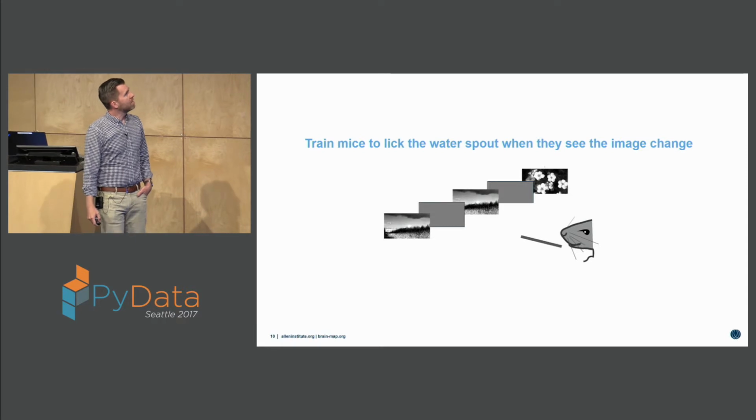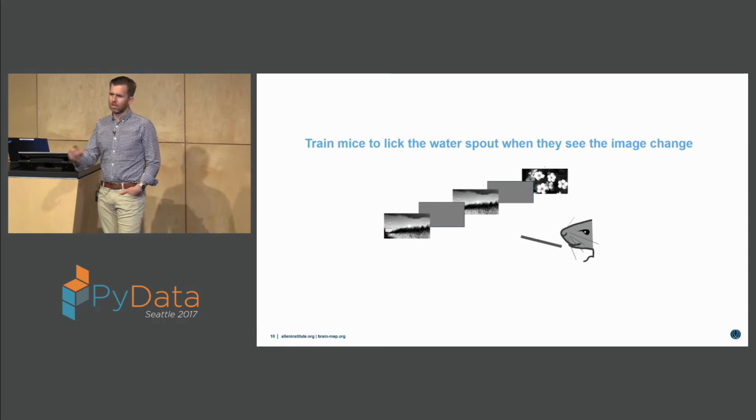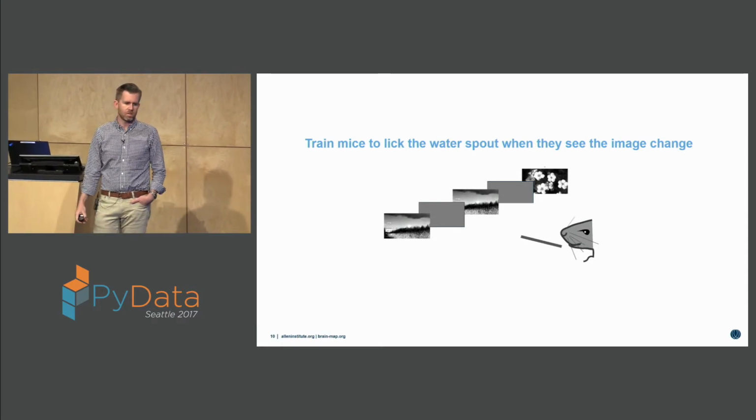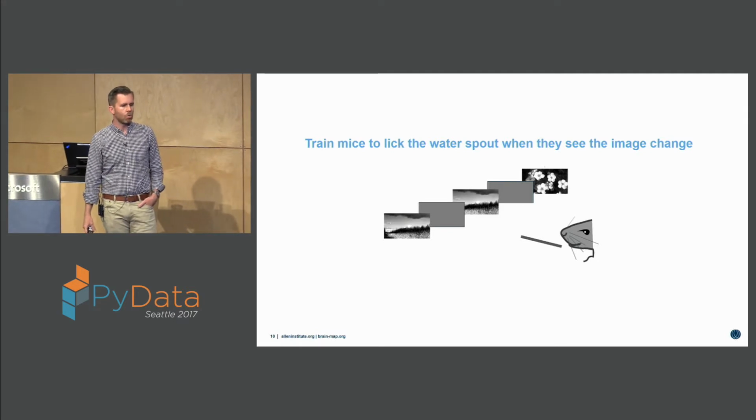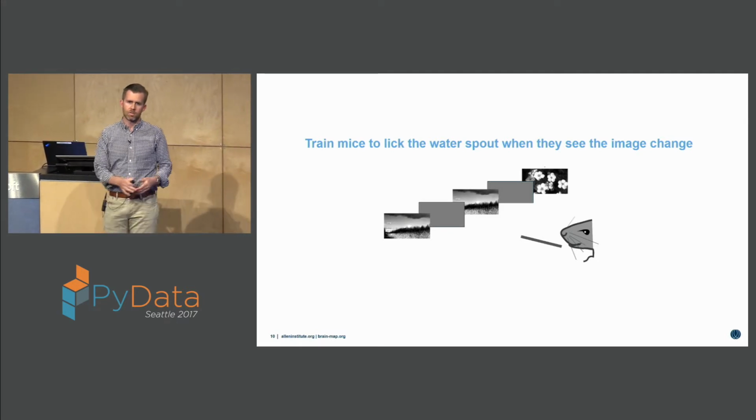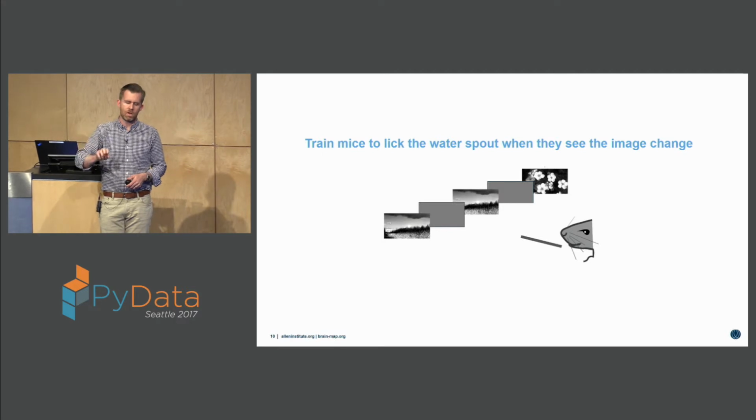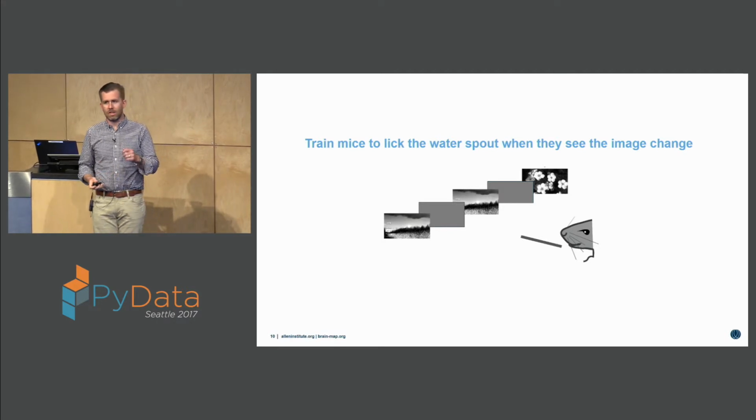So the basic task that we're going to be presenting to animals and challenging them to do is to lick a water spout when they see an image change. So we're going to have multiple images that are presented on the screen, and when the image changes, they need to lick a water spout.